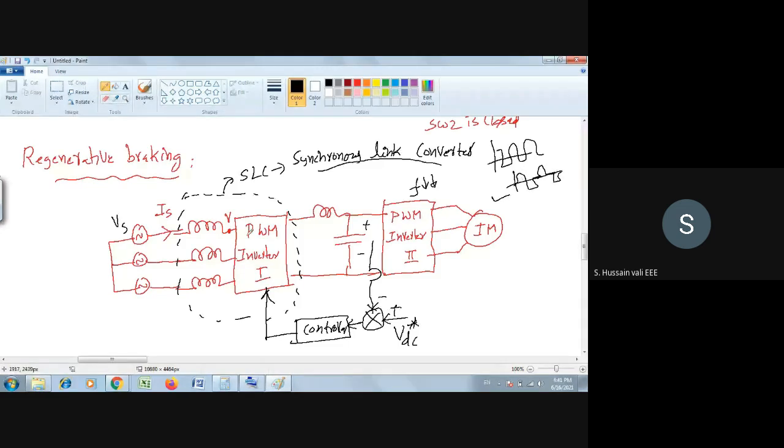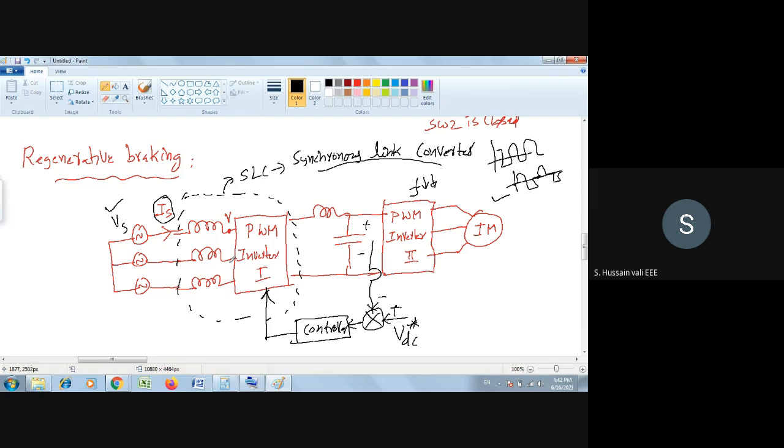So the current Is is also non-sinusoidal. The source voltage is sinusoidal, whereas the current is non-sinusoidal, so you know there will definitely be harmonics. Because of these harmonics, some more problems will arise. What this synchronous link converter does is that it modifies this non-sinusoidal current into a sinusoidal current. That's the main agenda of this synchronous link converter.